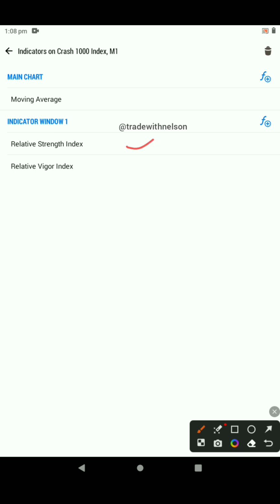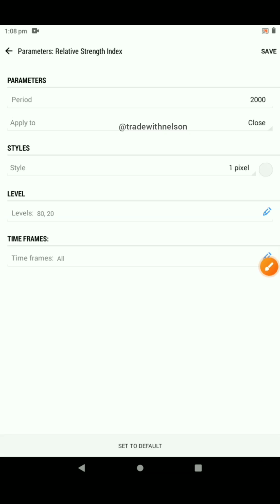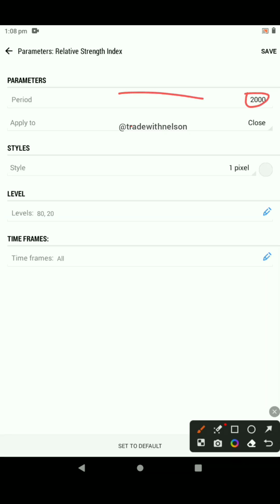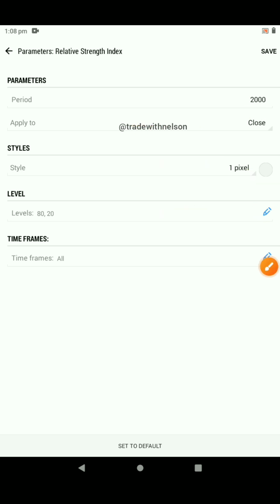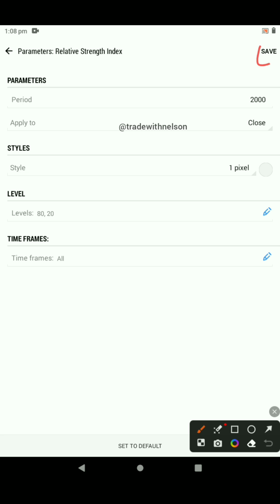To select the second indicator, click on this F icon on the main chart. Scroll down a bit. This is your relative strength index. Click on that. Make your period 2000, apply to close, style 1 pixel, select a color of your background. Then after that, click on the levels tab, click on this pen icon over here. Click on add to add a level, type 80 and 20, style, choose 2 pixel and select a color of your choice. After that, click on save.